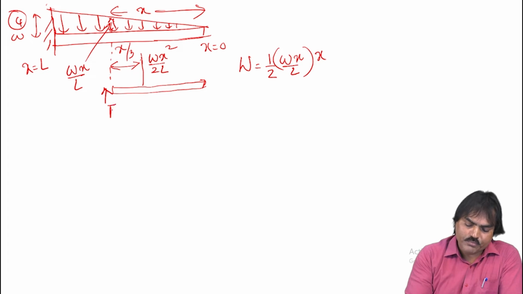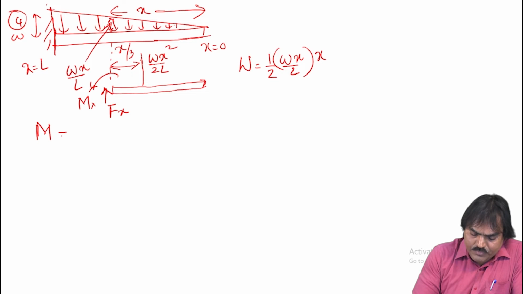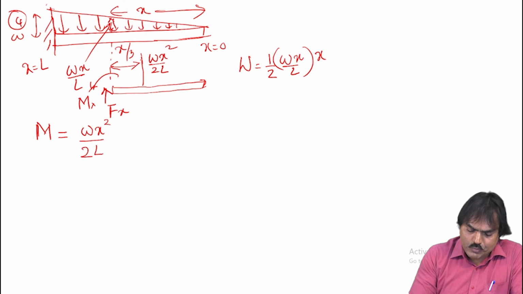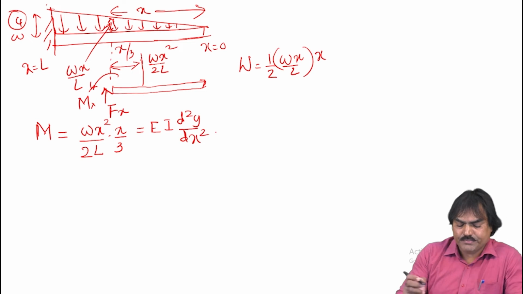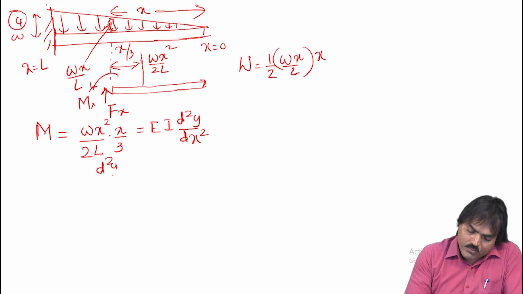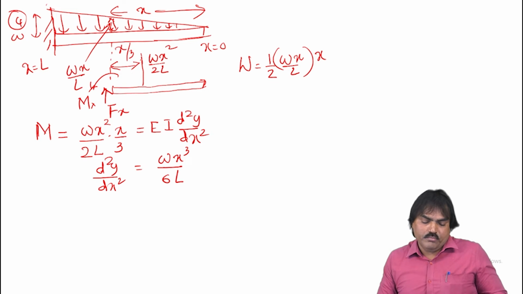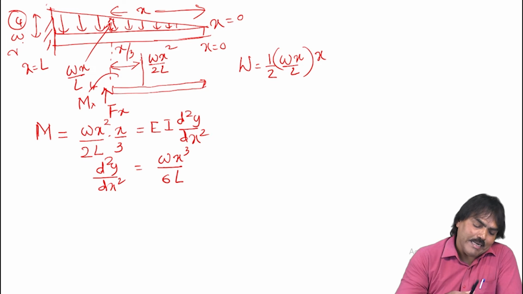So here we'll have a shear force Fx and a bending moment Mx to keep the element in equilibrium. Now our moment M is given by load into perpendicular distance, that is Wx square by 2L into x by 3. Now apply the moment equation, that must be equal to EI into d2y by dx square. So we get d2y by dx square equal to Wx cube by 6L. Integrate this first, and you will get the slope. Integrate twice, and you will get the deflection. Then substitute the boundary conditions, x equal to 0 and x equal to L at the fixed end.